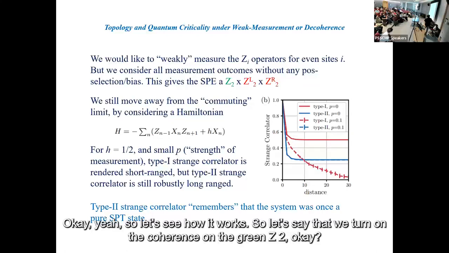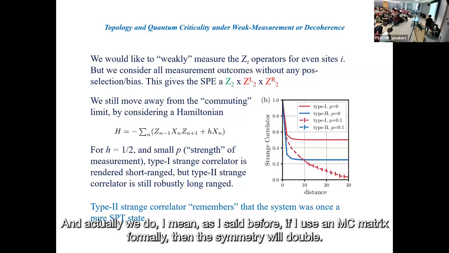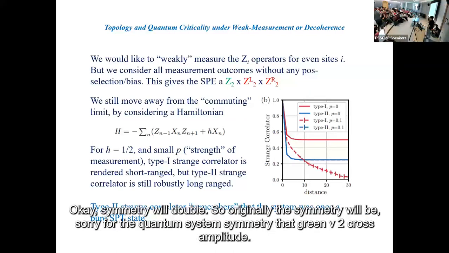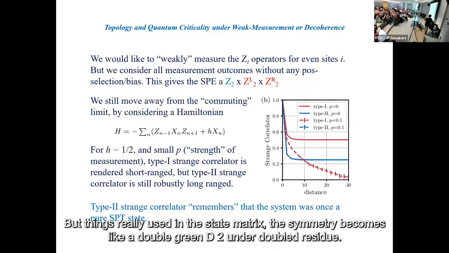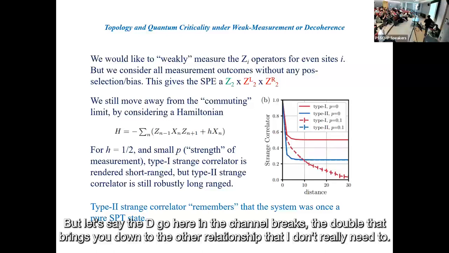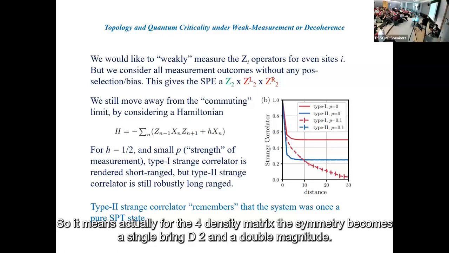Let's say that we turn on decoherence on the green Z2. As I said before, if I use the density matrix formalism, then the symmetry will double. Originally, for the quantum system, the symmetry is the green Z2 cross red Z2. But since we use the density matrix, the symmetry becomes a doubled green Z2 and a doubled red Z2. Let's say the decoherent channel breaks the doubled green Z2 down to a diagonal Z2. So for the density matrix, the symmetry becomes a single green Z2 and a double red Z2.